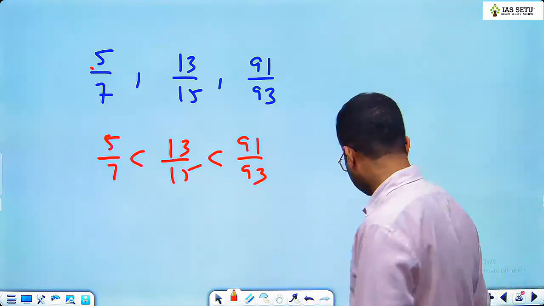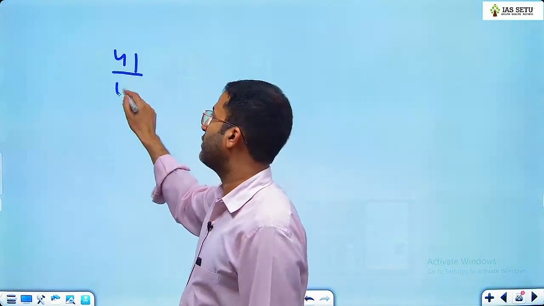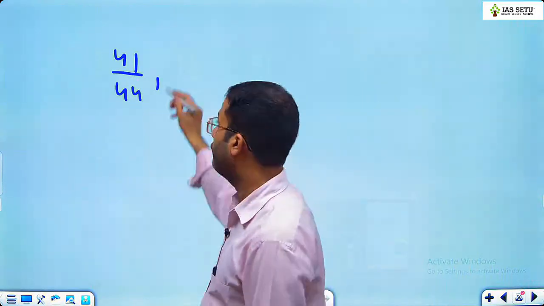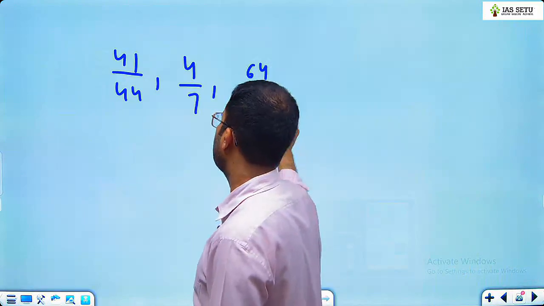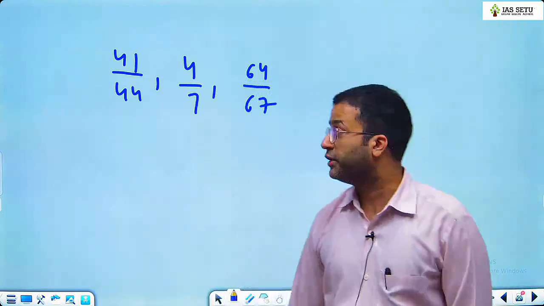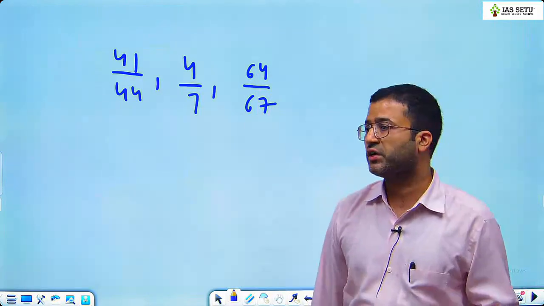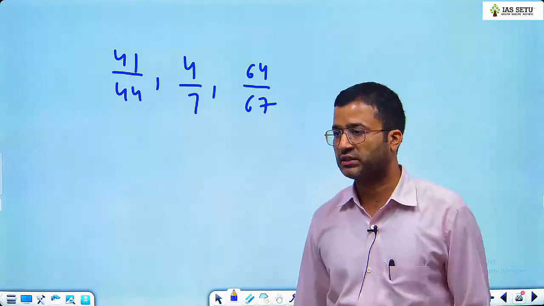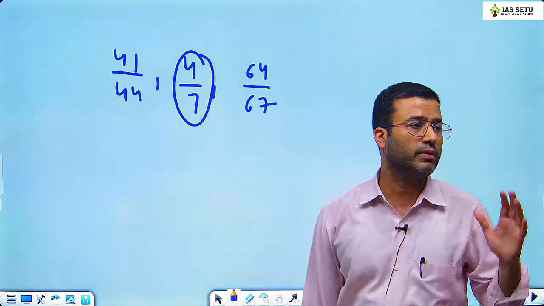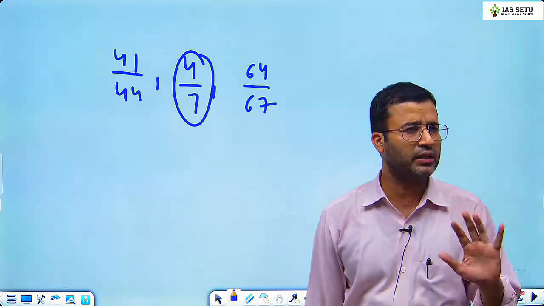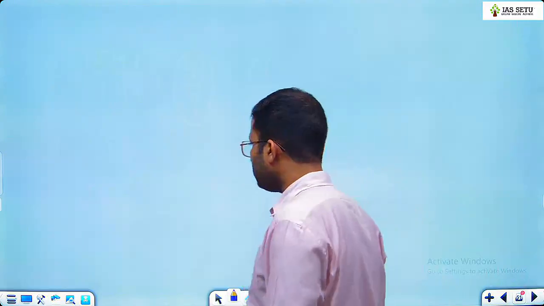Wait. 41 by 44. 4 by 7. 64 by 67. Okay, difference is 3, difference is 3, difference is 3. Out of this 3 fraction, tell me which one is the smallest fraction? Which one is the largest fraction? 64 by 67. Simple. Type 3 simple है. Take your time.